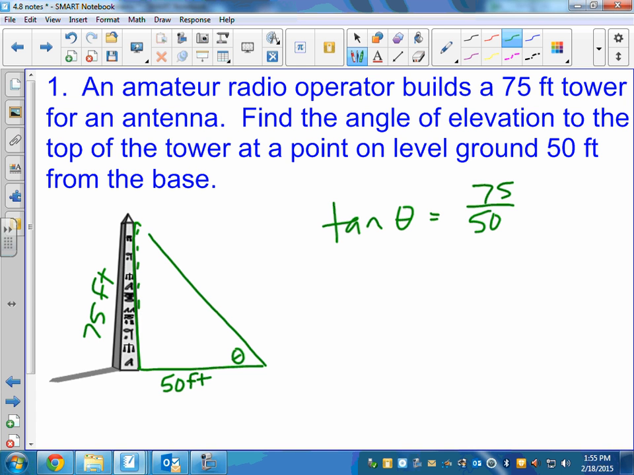You have to do inverse tangent, right? If you're looking for theta, the only way to get rid of tangent is to do inverse tangent of 75 over 50. And usually with story problems, we do degrees, because it's nice to get a nice degree answer.